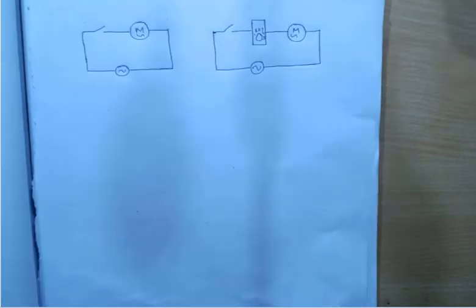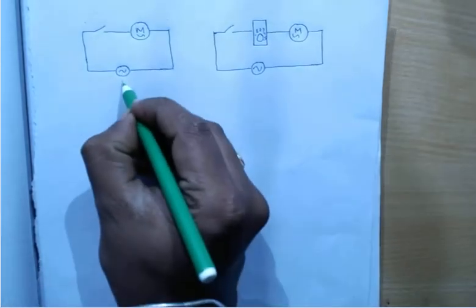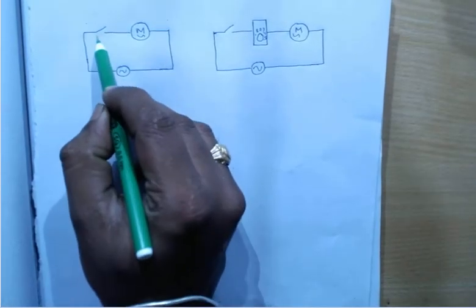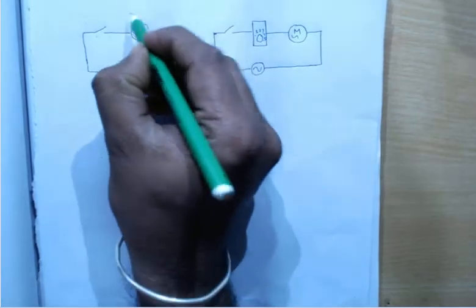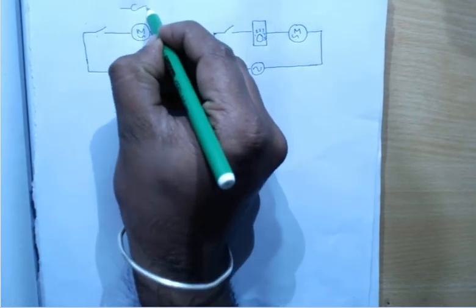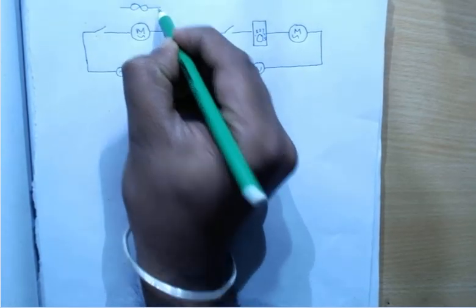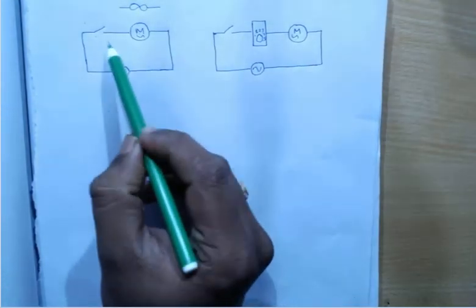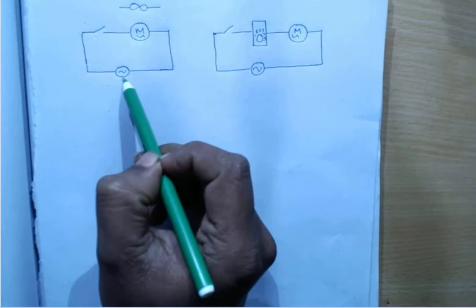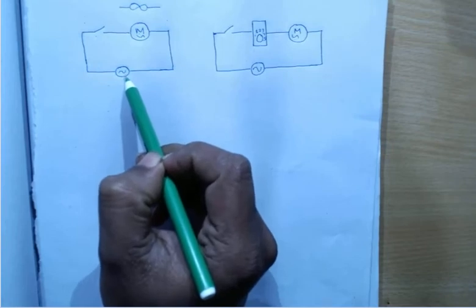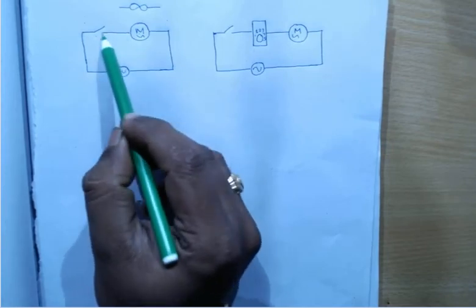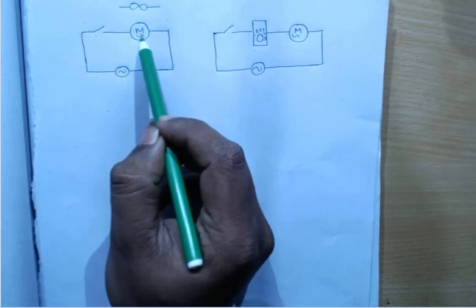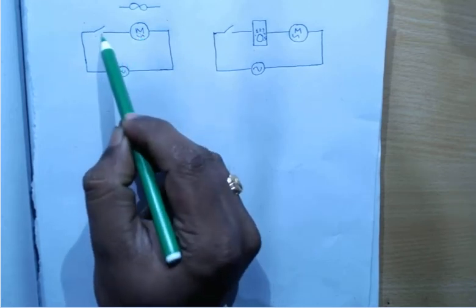Here are two circuit diagrams. On the left side, you can see there is an AC supply, a switch and a motor. You can consider it as a fan. You can use this symbol over here. This is the fan, this is the switch and this is the power supply. What will it do? If you turn it on, the fan will rotate. It means the fan gets the energy from the supply through the switch.